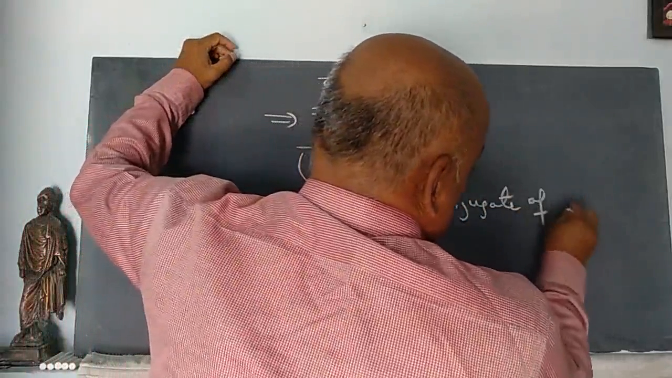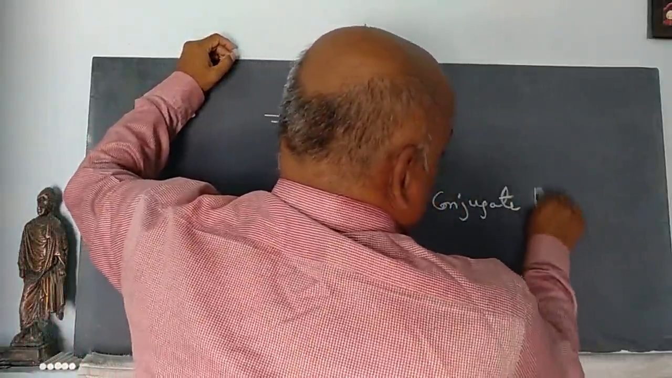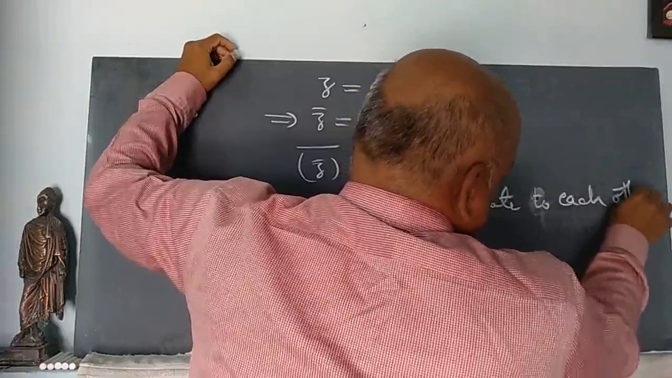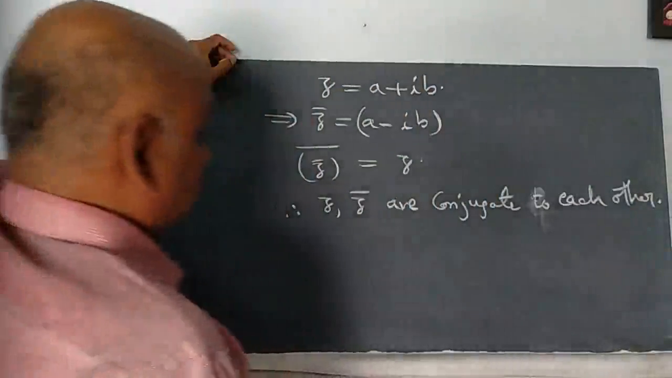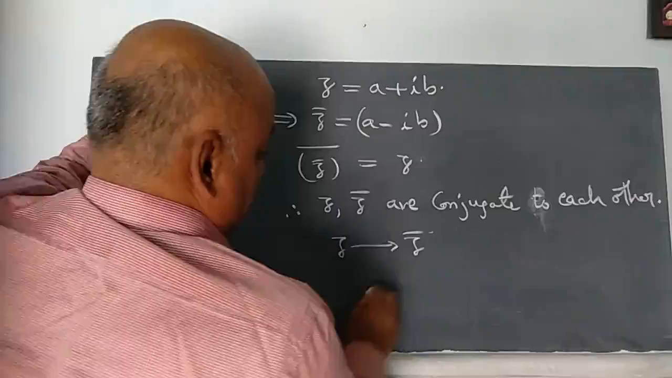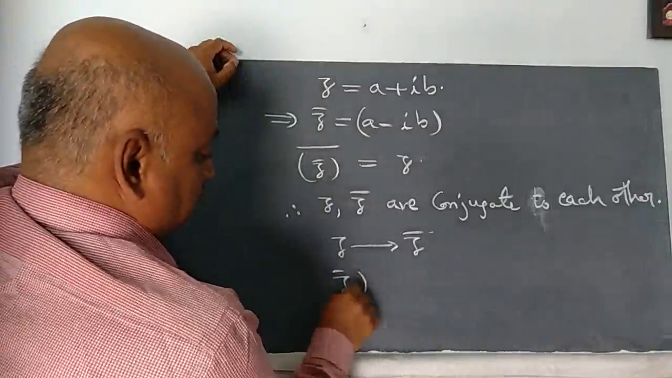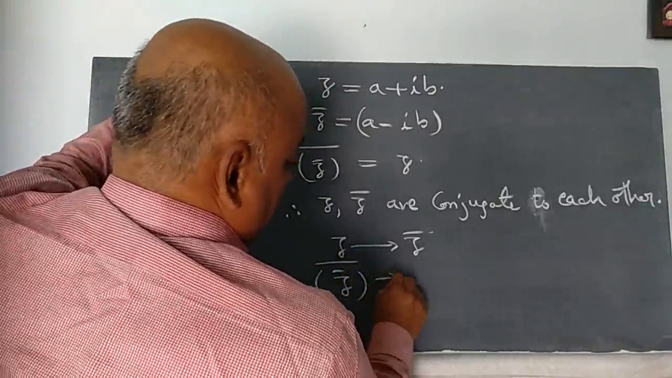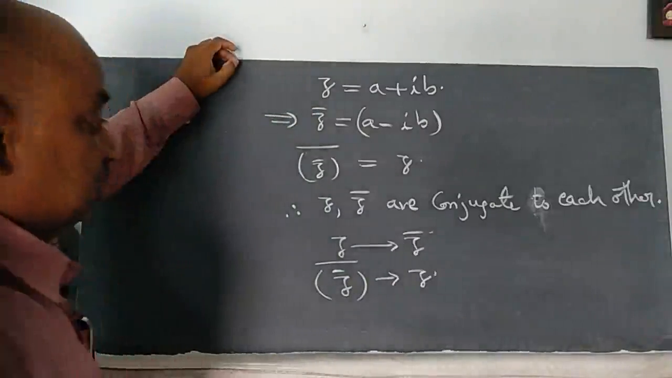Conjugate to each other. The conjugate of z bar is z.